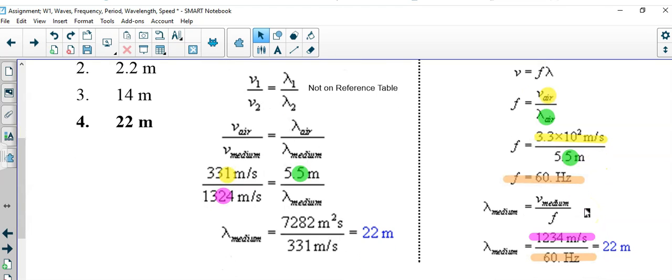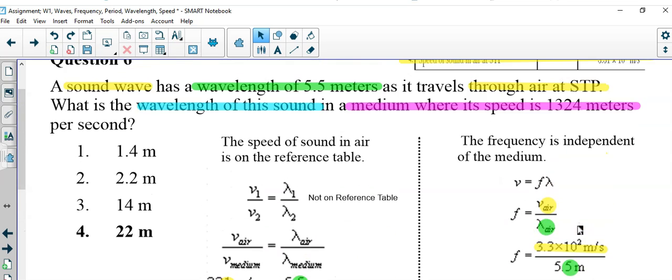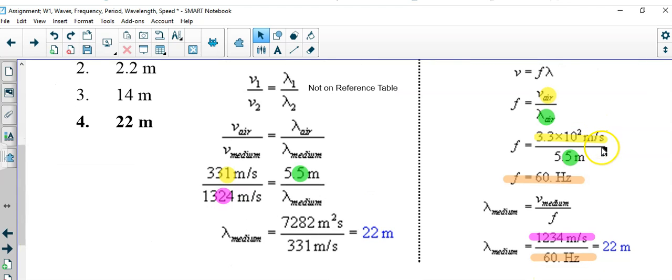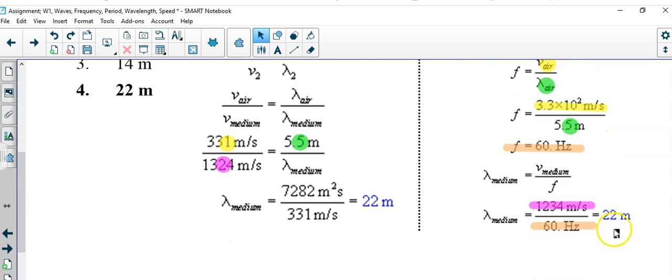Now, if we analyze v = fλ for a different medium, we know that the frequency, f, which is 60, is the same. So it's the speed in the new medium divided by the frequency of generation. So the wavelength in the new material is 22 meters. And you could see that there is a relationship. When the wave was 5.5 meters in air and it was traveling at 331 meters per second, this new material allowed the wave to travel at 1324 meters per second. Therefore, its wavelength was significantly longer.